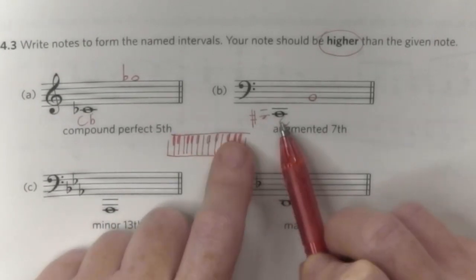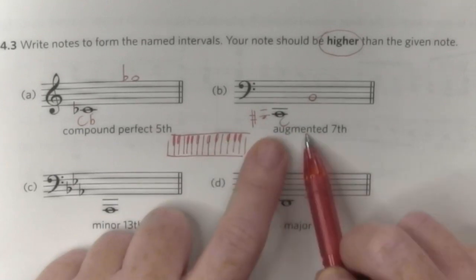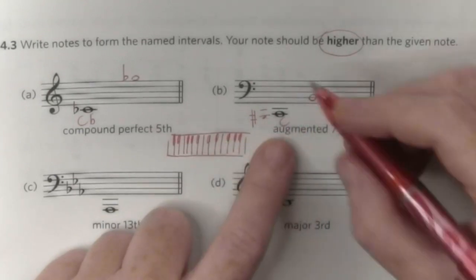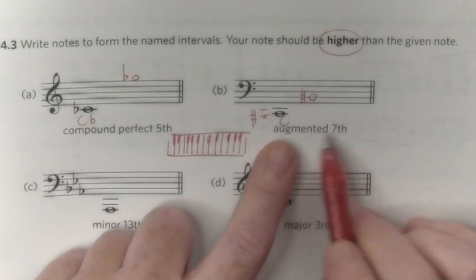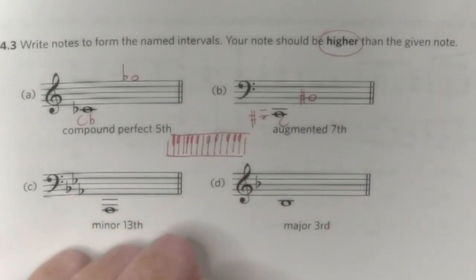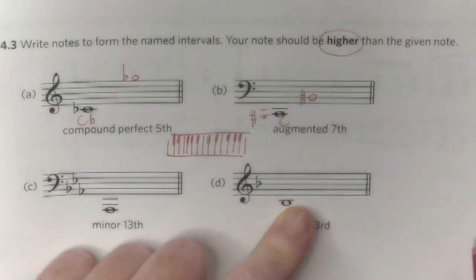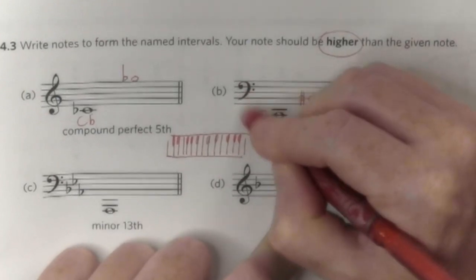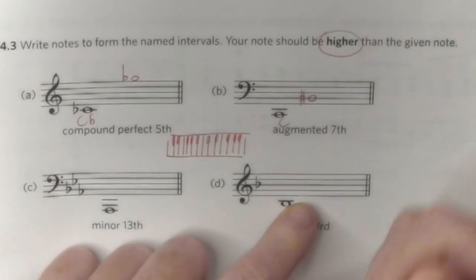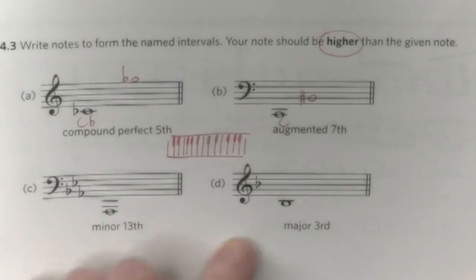B sharp C is a diminished second. If I flip it over, it becomes an augmented seventh. That's it. Okay? So the answer is B sharp.